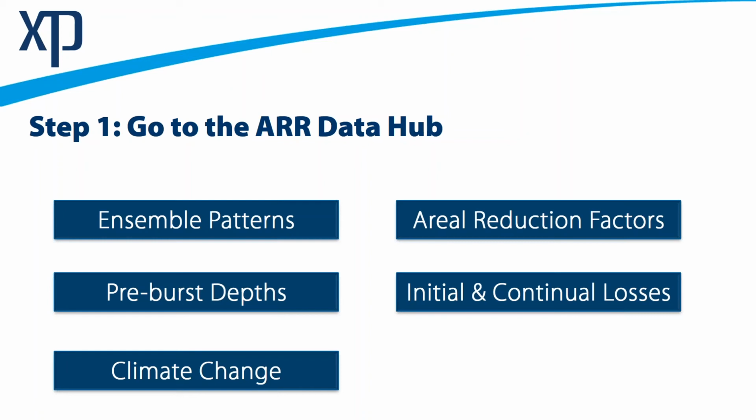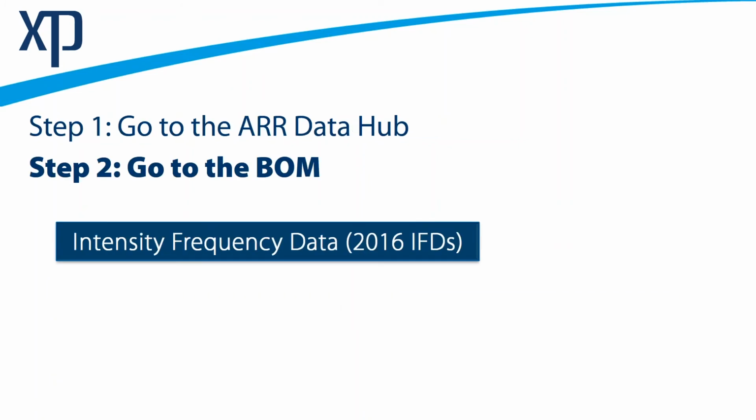For the bigger models, or if you need to build structures that are going to be lasting a long time, you've also got things like area reduction factors and potential climate change factors you need to take into consideration. Step 2 is the last piece of the puzzle you need to get data: you need to go to the Bureau of Meteorology and get the IFD, the Intensity Frequency Data, the latest updated 2016 edition.